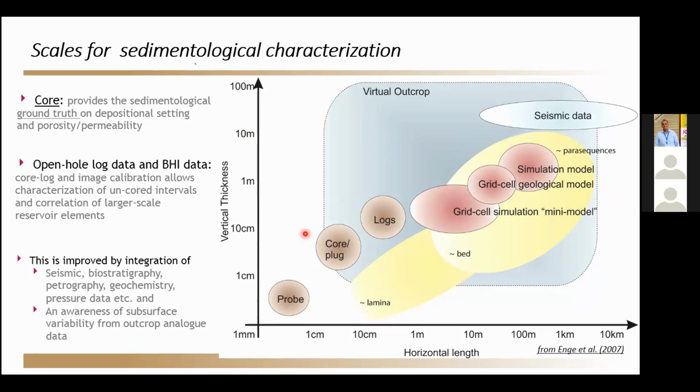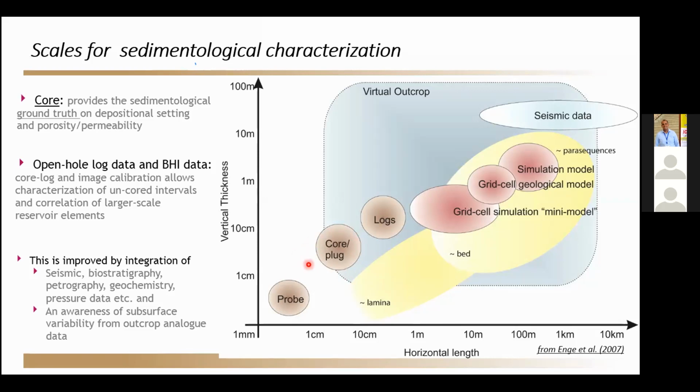I have the core, and the core is very critical. As you know, the core is the ground truth on the depositional setting and porosity and permeability measurement. You have to know that the only tool that measures the actual permeability is the core. No one tell me NMR and all of these techniques and estimations. The core is the only tool that gives you an actual permeability, if it's corrected by Klinkenberg.